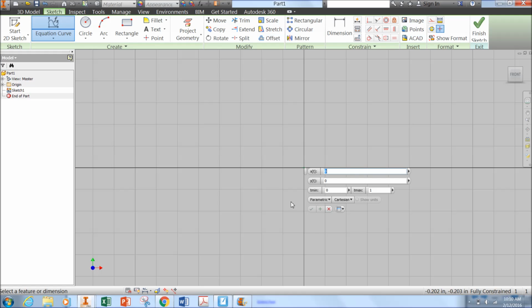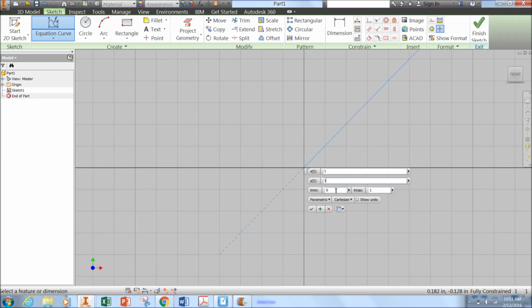Notice Inventor defaults to parametric equations. Notice you are no longer defining y in terms of x, but x in terms of t and y in terms of t. If we make x take on the values of t, then when we define y in terms of t, we really are defining y in terms of x because x is the same as t. Let's define x as t and y as t. This will graph the y equals x curve.